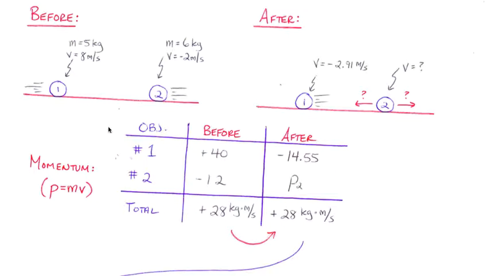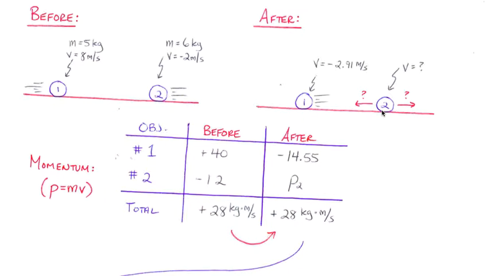Again, if we calculate momentum, prior, 5 times 8 gives me 40, 6 times negative 2, negative because it's traveling to the left, gives me negative 12. So the total momentum before is plus 28 kilogram meters per second, and thanks to the law of conservation of momentum, that must be my total momentum afterwards. Well, we know that my mass is 5 and my velocity afterwards for object 1 is negative 2.91. So when I multiply those, I get negative 14.55.